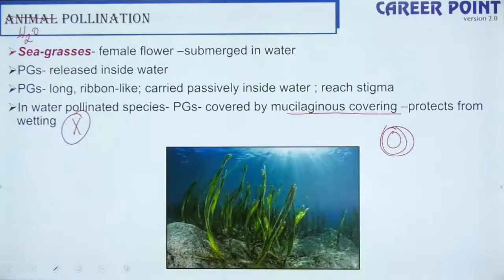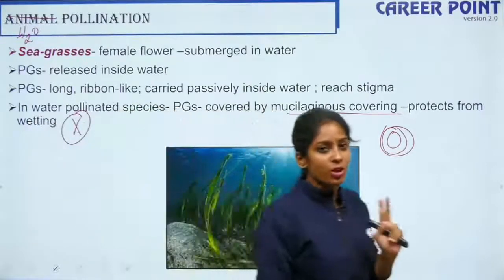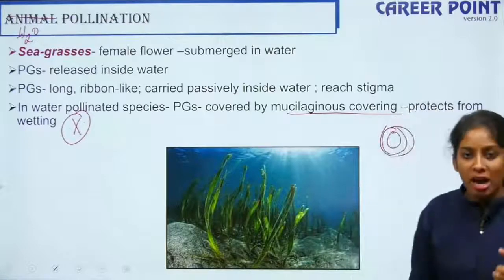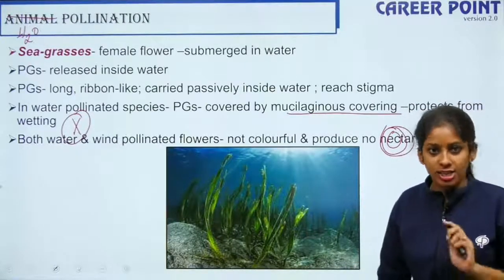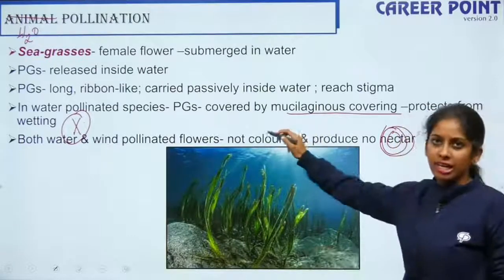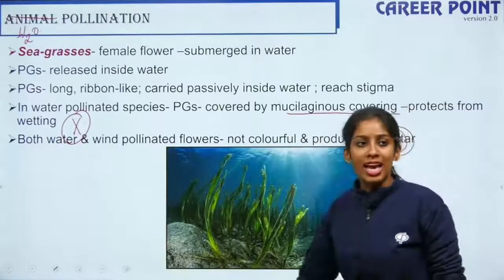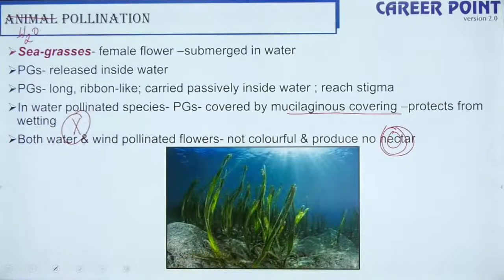So these are the two types of pollinating agents that I have discussed today. One is wind and the other one is water. The third one is the biotic agent, that is animals. We will talk about it in the next class. Both water and wind pollinated flowers are not colorful and do not produce any nectar. So this is also one criterion for abiotically pollinated plants.